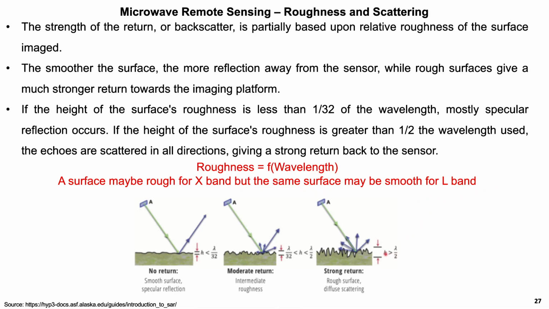So how is this classification done? If your roughness height is greater than half of your wavelength, that surface is going to be rough. If it is between lambda by 32 and lambda by 2, it's going to have a moderate return. And if h is less than lambda by 32, it is going to be a smooth surface. And there are other conditions, Rayleigh roughness and Fraunhofer roughness. These are also used in addition to this to classify whether a surface is very rough or smooth for a particular wavelength.